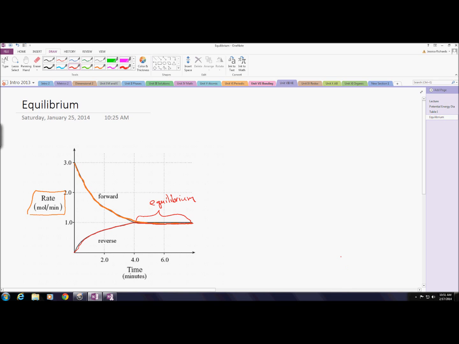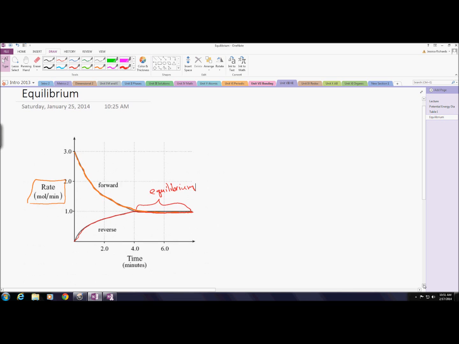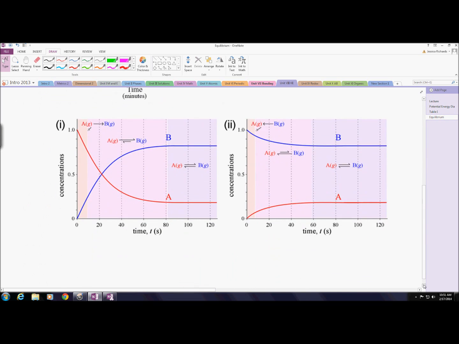But look at what happens if instead of graphing the rate, we graph the concentrations. If we have an equilibrium reaction where we're graphing the concentrations, again, our reactant is going to start off really high up here, and here they've already used two different colors, so it's easy to see. Here's our forward reaction. Our forward reaction starts off with a high concentration, and our reverse reaction starts off with a 0 concentration because there are no products yet.